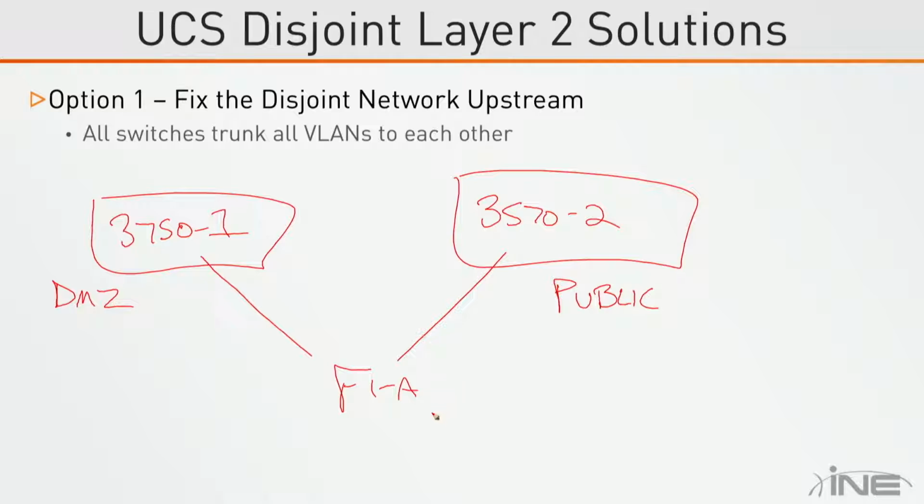And the issue is going to be that if the FI pins the VNIC for the DMZ that direction, and if it pins the VNIC for the public network to the left, the end result is they're not going to be able to reach each other.